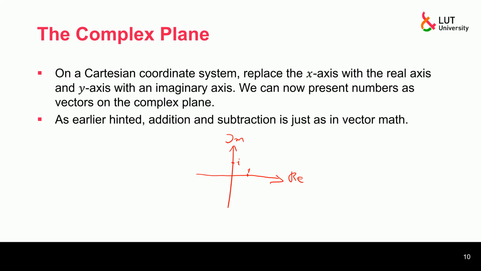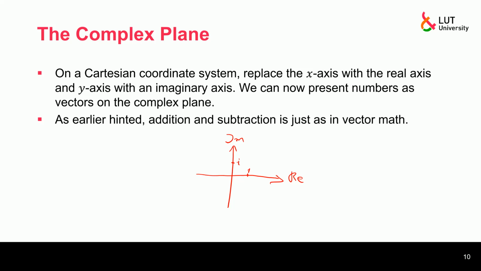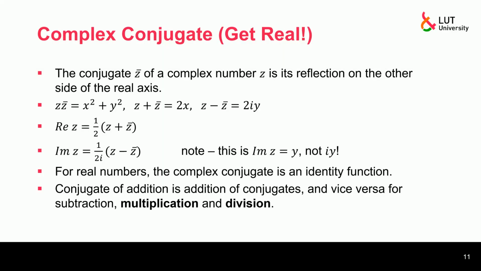And our first number, 8 plus 3i, would be 1, 2, 3, 4, 5, 6, 7, 8, somewhere here, plus 3i, so somewhere there. That would be 8 plus 3i. And now we can see that addition and subtraction, that's just vector math. We do have this different kind of multiplication operation. But before we go to that, let's introduce the concept of complex conjugates.